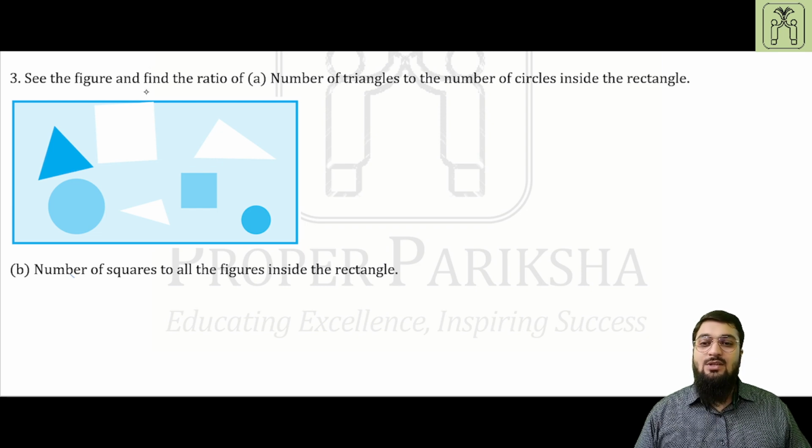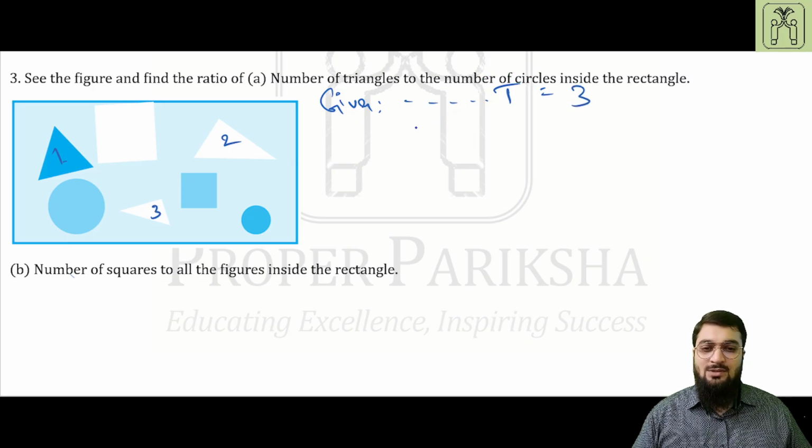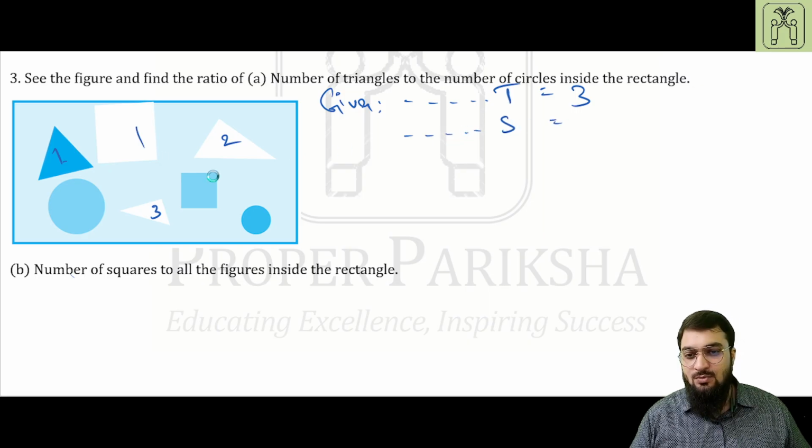See the figure and find the ratios of number of triangles to the number of circles. So before starting the solution, first of all, we'll write the given statement. What is the given statement? Number of triangles is equal to, there is 1, this is 2, and this is 3. So we'll write 3. Number of triangles in the figure is equal to 3. Then we'll write number of squares in the circle is equal to 1 and 2.